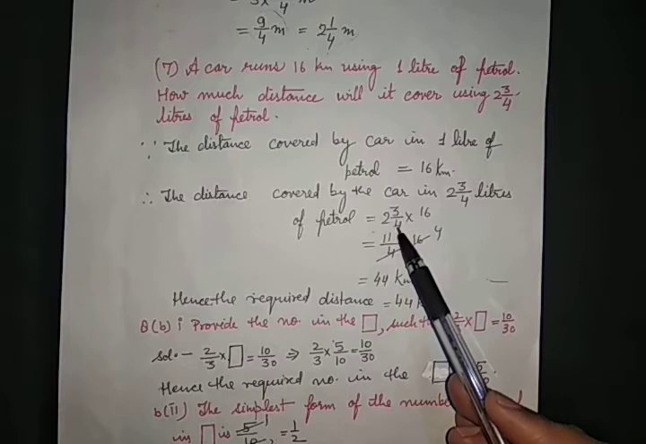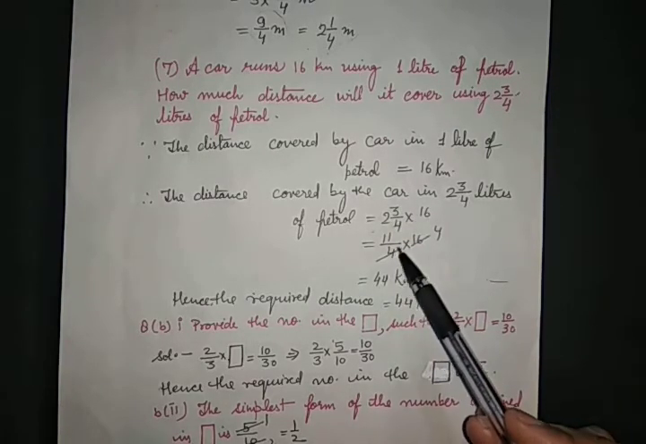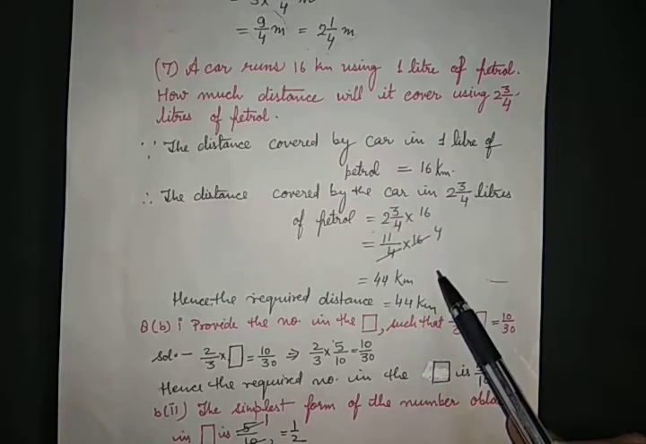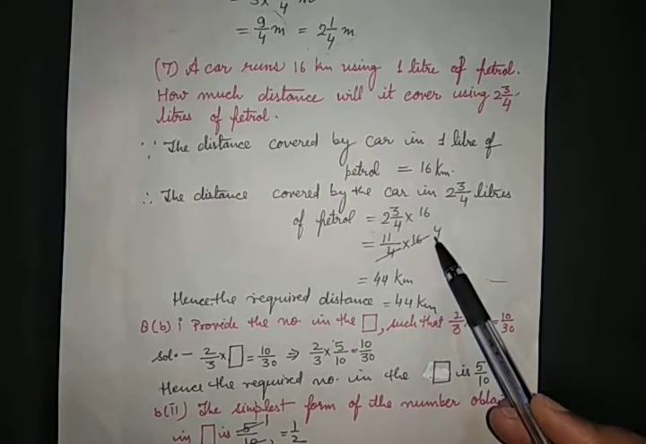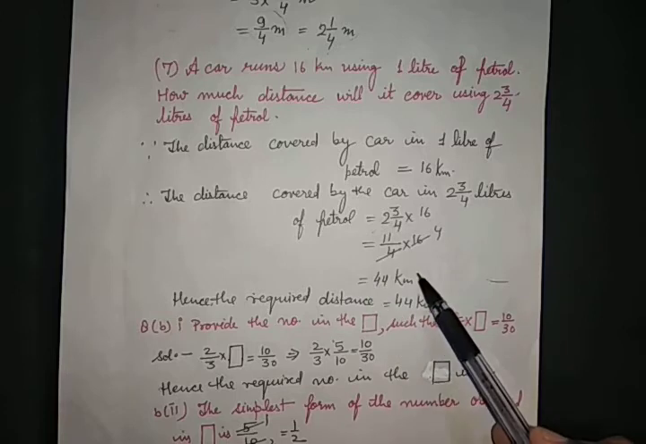So what is coming? 4 2s are 8 and this 3, 11 upon 4 into 16. 4 4s are 16. 11 into 4, what is coming? 44 kilometers. So this is your answer.